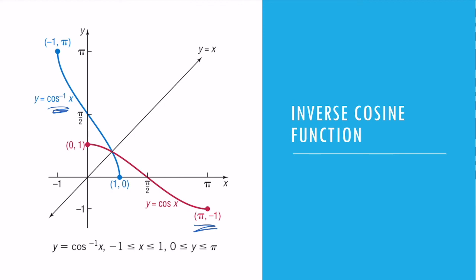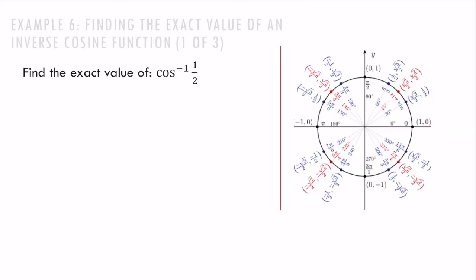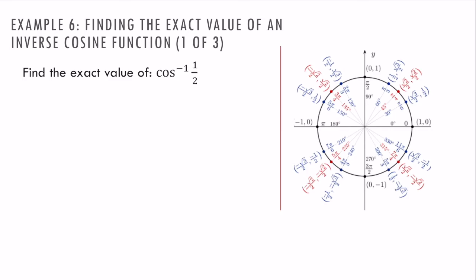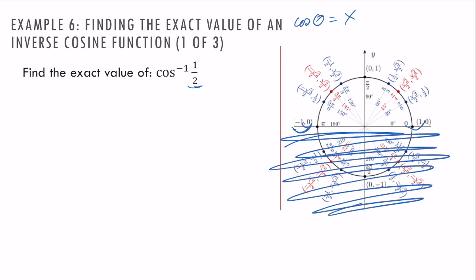So let's use our unit circle to find some exact values of our inverse cosine functions. If I want to find the exact value of cosine inverse of 1/2, remember that cosine of theta is x. So I need to look between 0 and pi. I only care about the top half of my unit circle because that's where this function is defined. Where does x equal 1/2? Well, that's going to be at pi over 3. That's where x is 1/2. So our answer would be pi over 3.